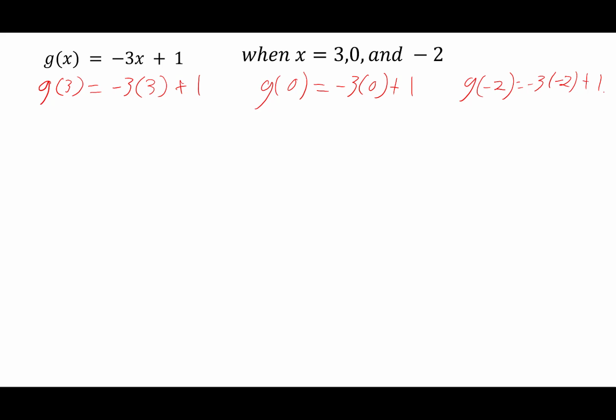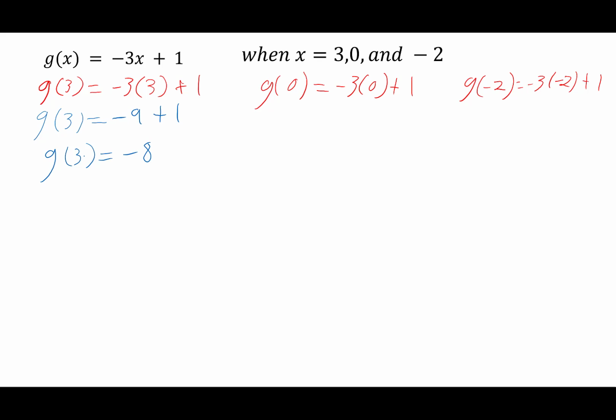Okay, so I'm going to start with x equal to 3. So remember, this right here, guys, is just telling me that I have a function g. All right, so I'm only going to work the right side. So negative 3 times 3 is negative 9 plus 1. And negative 9 plus 1 is negative 8. So I could say g of 3 is equal to negative 8.